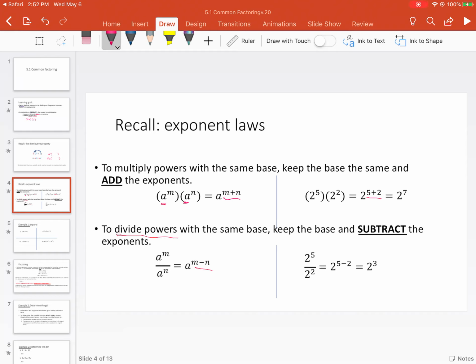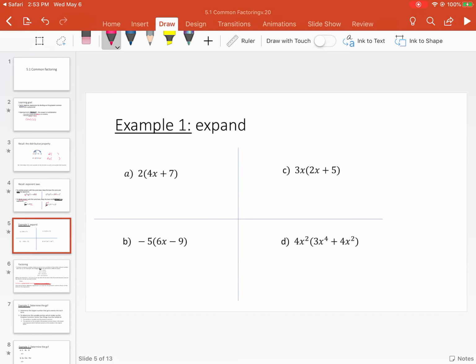And then if you divide powers that have the same base, then you subtract. So 2 to the power of 5 divided by 2 to the power of 2 makes 2 to the power of 3. Sometimes people will choose to sort of cancel it out, like these cancel out, and then you would write a 3 here. But basically, you're doing the same thing. You're still subtracting. So it doesn't really matter how your brain thinks of it. Okay, so let's expand these first.